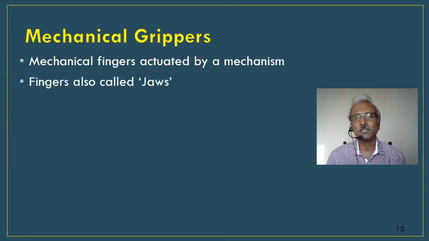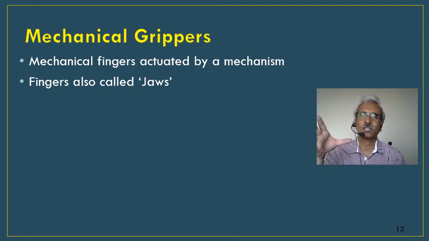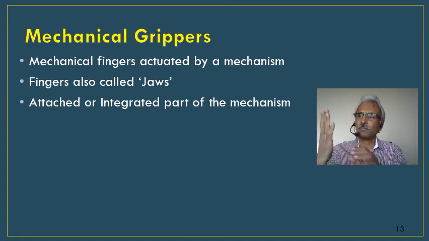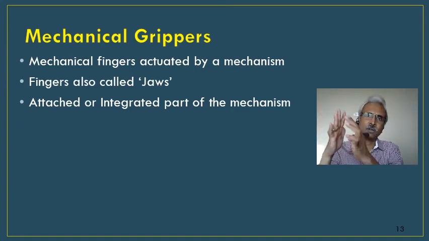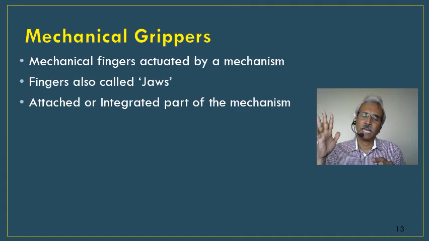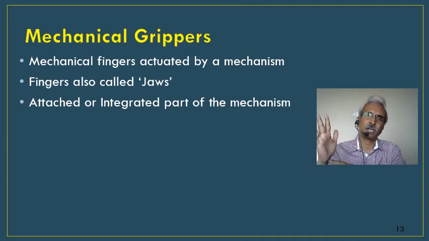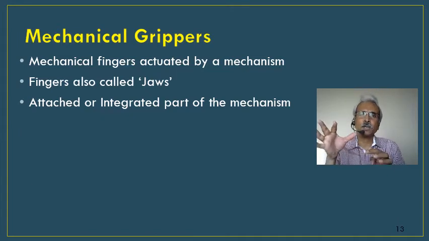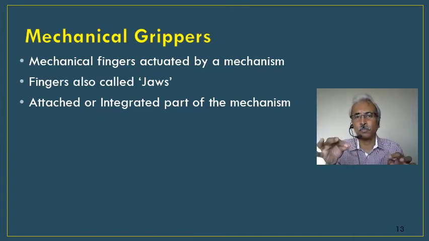So these fingers are also called jaws because they grasp or hold it firmly. That's why they are also called jaws, and they are an attached or integral part of the mechanism. For example, if you take this portion as a hand, and these are all fingers. In the case of a human hand, these are all integral parts, whereas in the case of a robot, fingers are the part which come into contact with the workpiece.